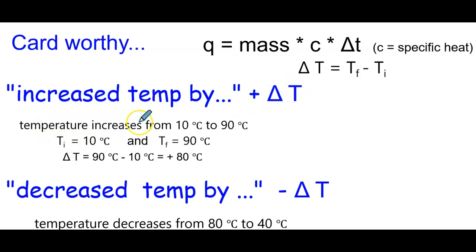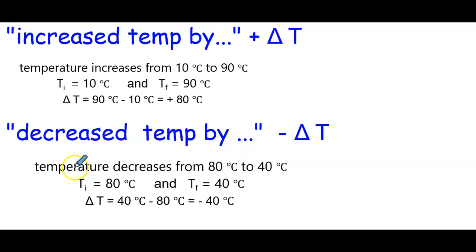Think of it like this. Temperature increases from 10 to 90, so this is an increase in temperature. Then if I did TF minus TI, I'd get a positive 80. If it tells you the temperature's decreased by a certain amount, then your delta T will be negative. Your change in temperature will be negative. Think of it in this way. If it decreases from 80 to 40, when I do my TF minus TI, I'm going to get negative 40.